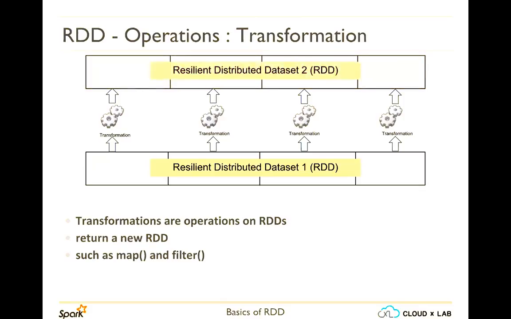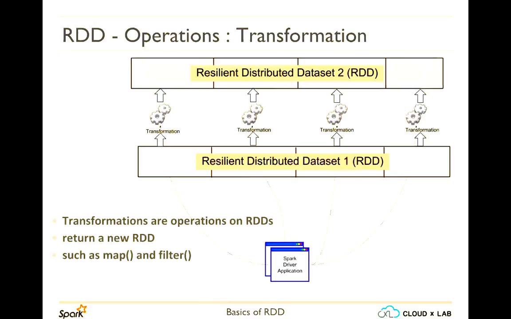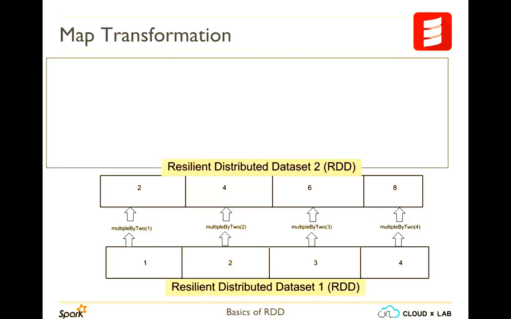So transformation generally creates another RDD. Let's take a look at this further. Imagine that we have a function called multiply by 2, and we have, let's say, an RDD of numbers, and we want to multiply every element by 2. So what we have to do is define a function like multiply by 2 and call that via the map function.